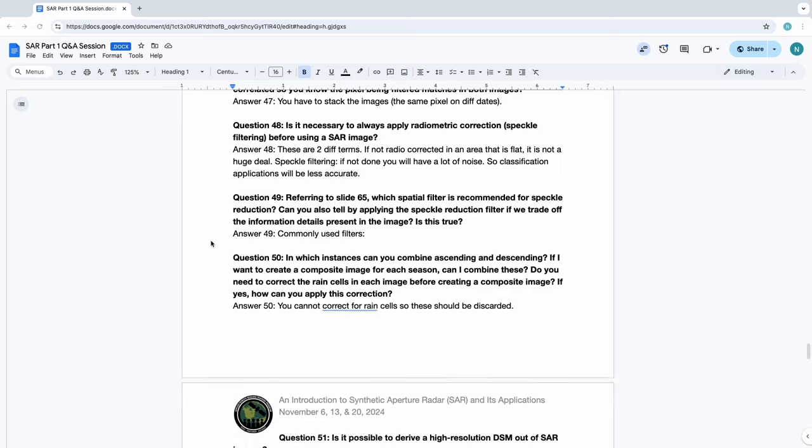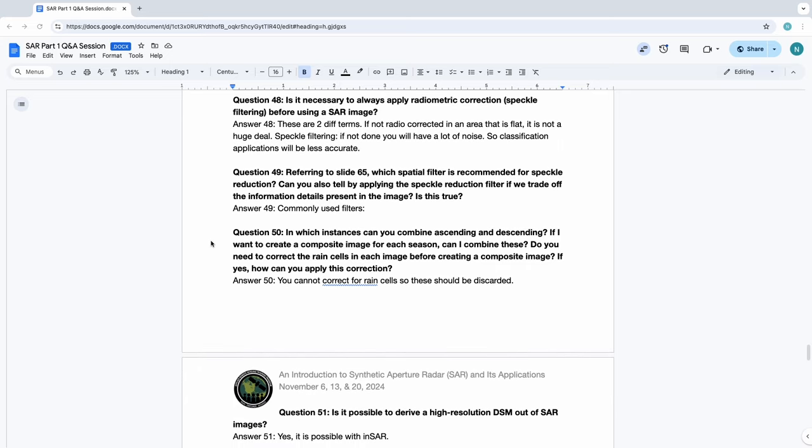Question 48, referring to slide 65, which spatial filter is recommended for speckle reduction? Can you also tell by applying the speckle reduction filter if we trade off information, these details present in the image? Is this true? As mentioned, there are many different speckle filters. I can put here some recommendations of the most commonly used speckle filters, but anytime you apply a spatial speckle filter, you will degrade the spatial resolution.